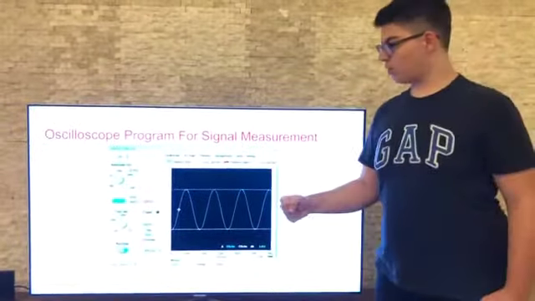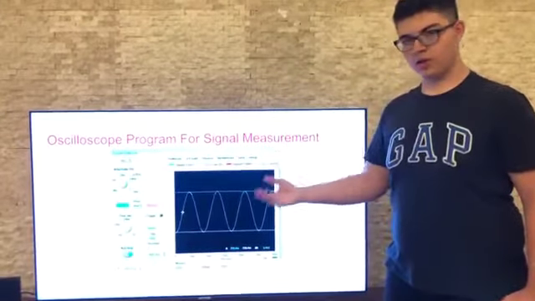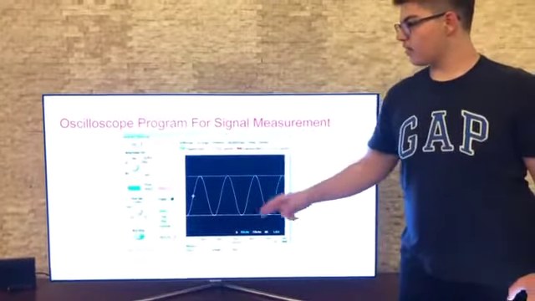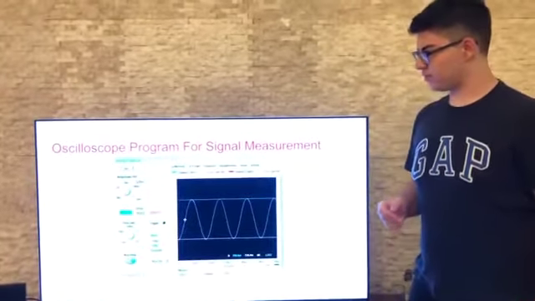We used an oscilloscope program for signal measurement in the computer, which is called sound card oscilloscope, and this is a screenshot of it.